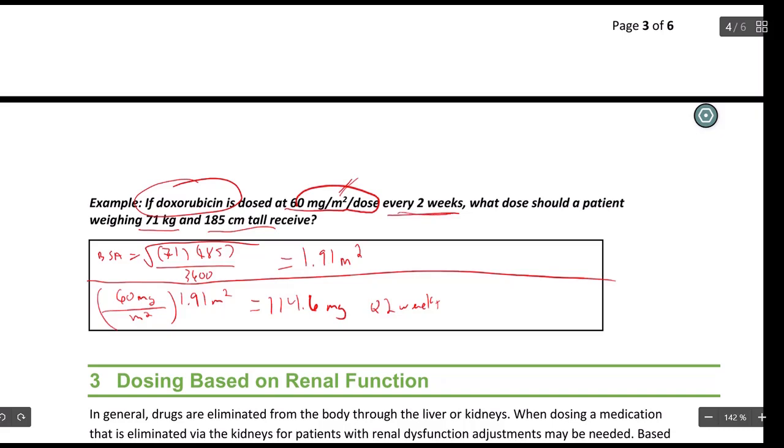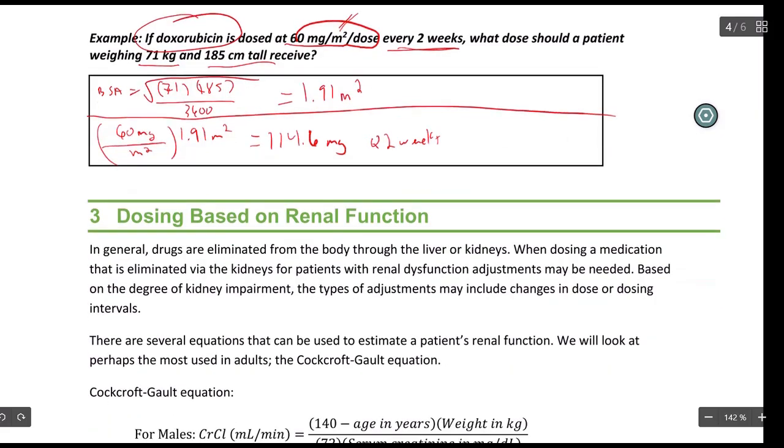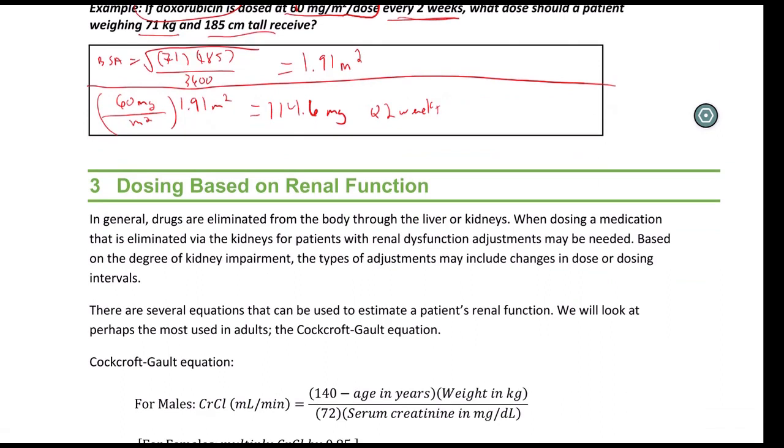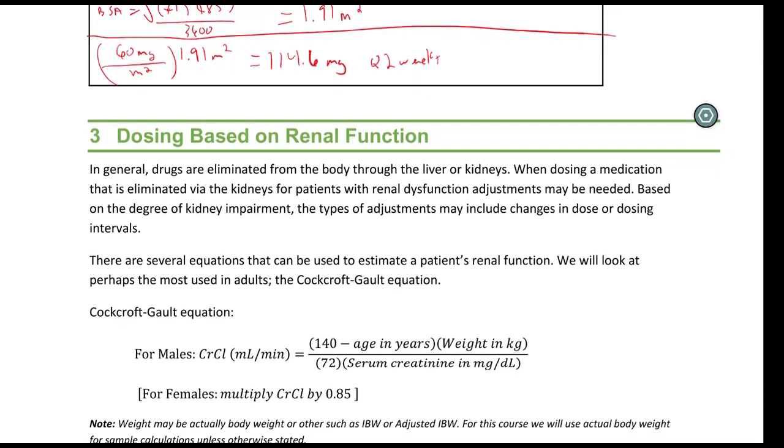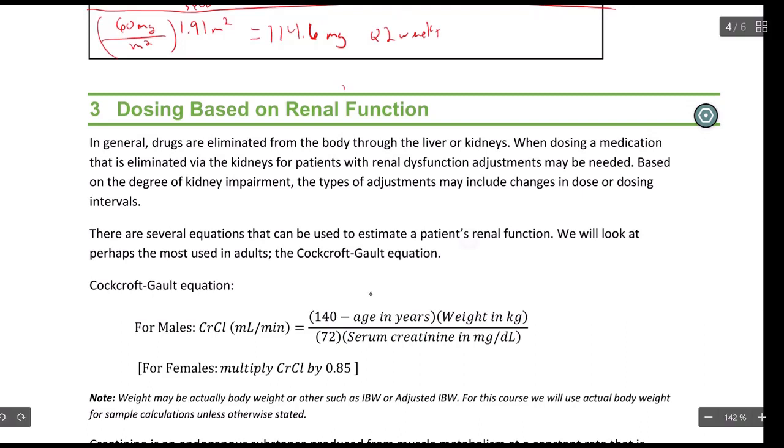Another common dose adjustment that we make is based on renal function. As we saw in the previous example, it was just a reduction by a percentage, but we also can calculate renal function in patients that have it impaired, and then we can make dose adjustments to that. There are a few calculations out there for measuring renal function.